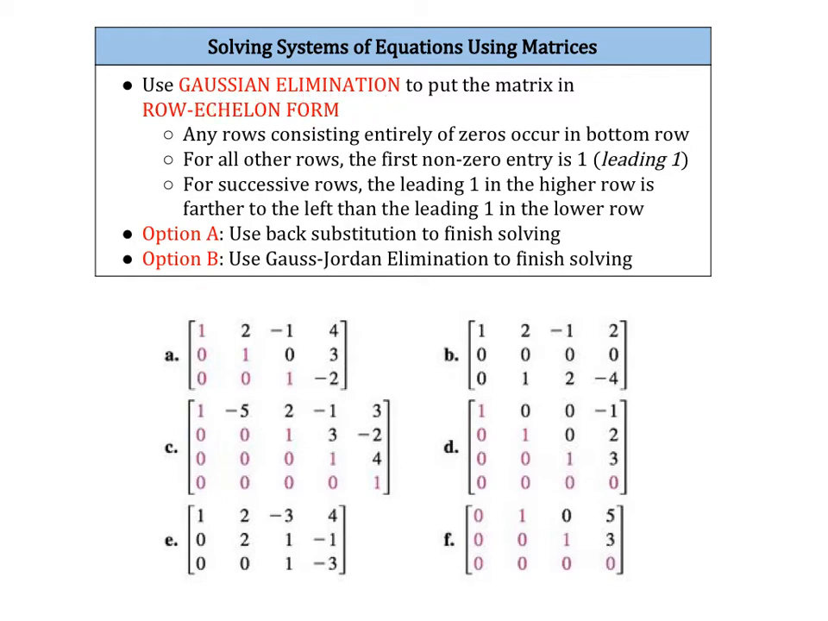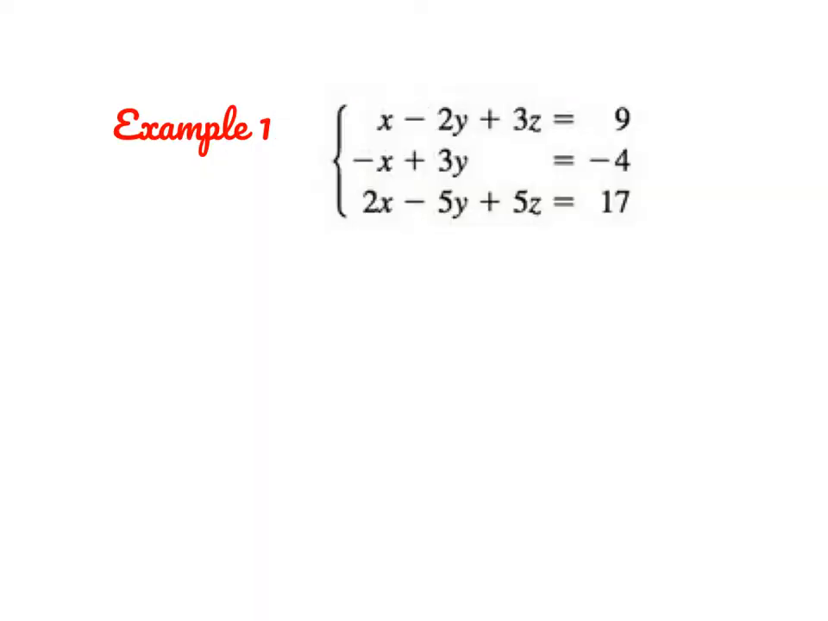So it's pretty much a combination of interchanging rows, multiplying them by constants, or adding multiples to other rows. Once we have our matrix in row echelon form, we have 2 options. There's back substitution, and then there's another process called Gauss-Jordan elimination, but both of those are just kind of the last finishing steps to finish solving for all of your variables. So we'll go over both of those today.